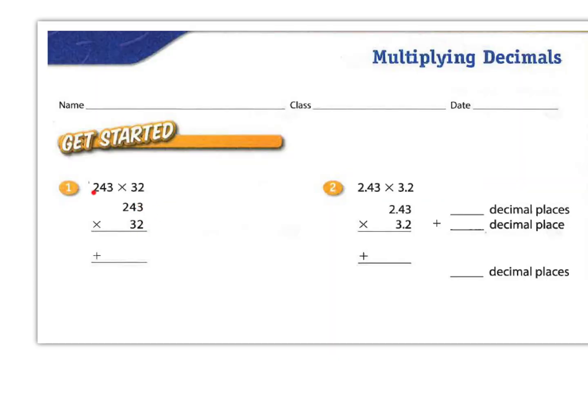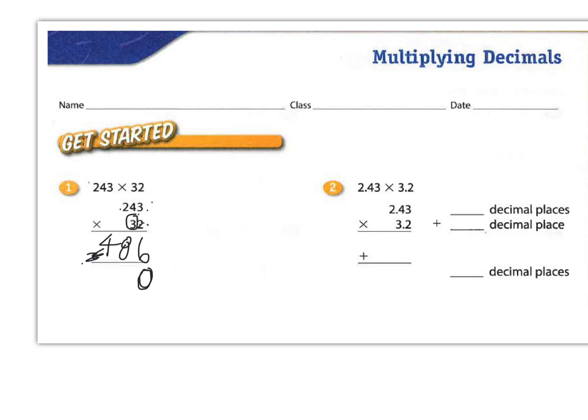Here's the whole number, 243 times 32. So there's two whole numbers multiplying. So we start, remember, in the ones place at the bottom, we do 2 times 3, which is 6. Then you do 2 times 4, which is 8, and then 2 times 2, which is 4. Sorry, I'm going to erase that. Then we hold the place value of the ones because now we're going to use the 3.